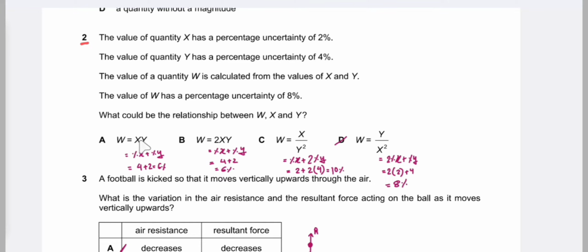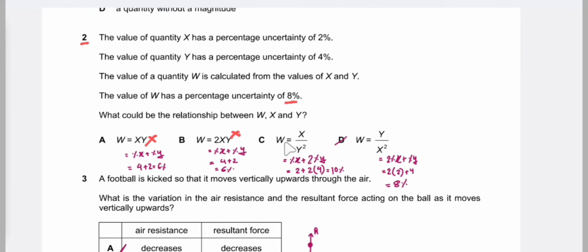So if w is equal to xy, then percentage uncertainty in x plus percentage uncertainty in y is equal to percentage uncertainty in w. Here we can see that if we add the percentage uncertainties, 2 plus 4 is equal to 6%, which is not equal to 8%. Therefore, option A is wrong. Then for option B, again, percentage uncertainty in x plus percentage uncertainty in y, and 2 is a constant, so it has no effect. So it again comes to 6%, therefore it is wrong.